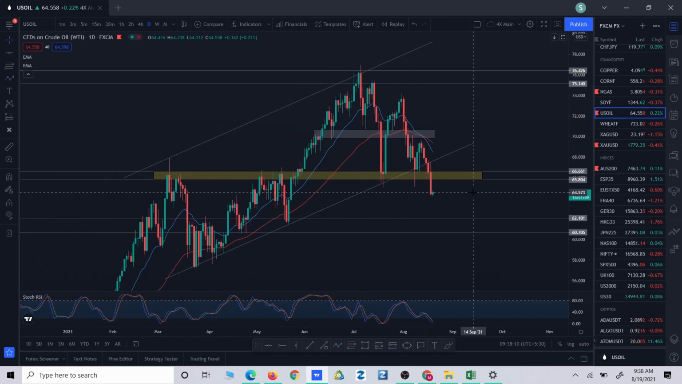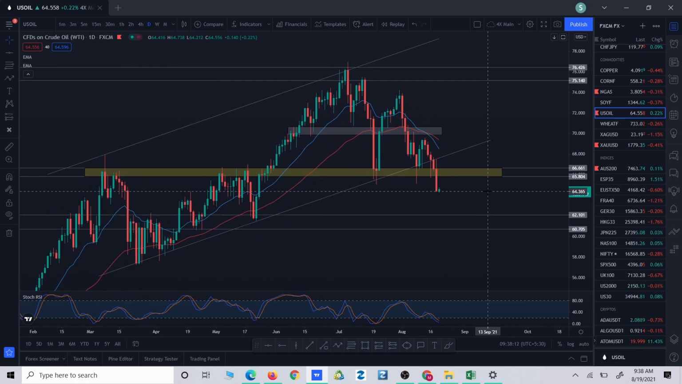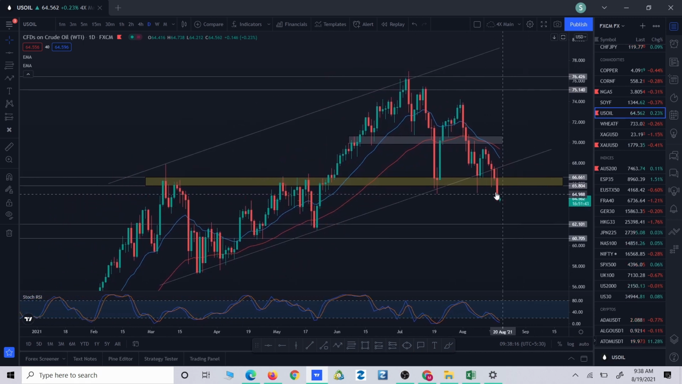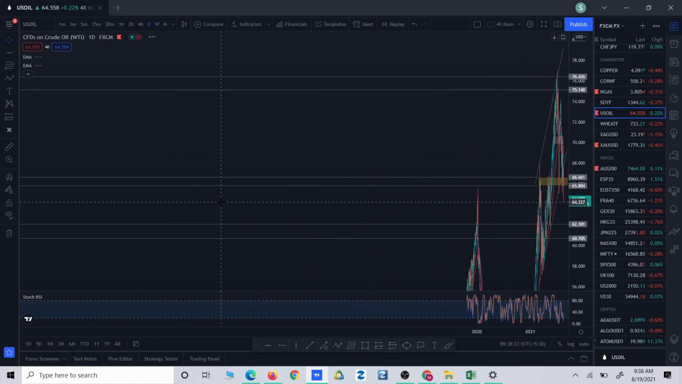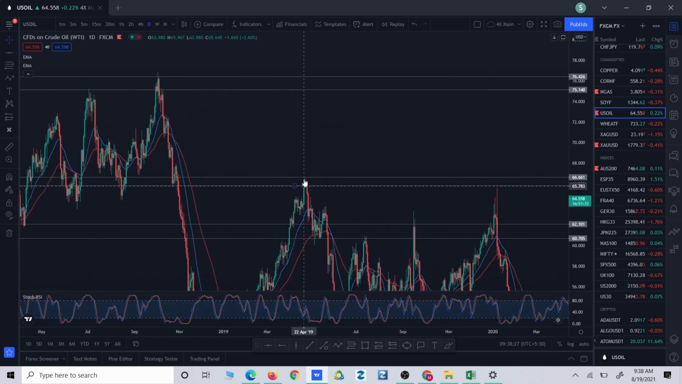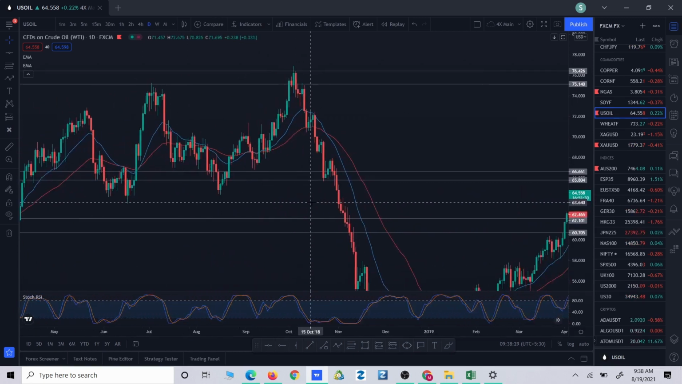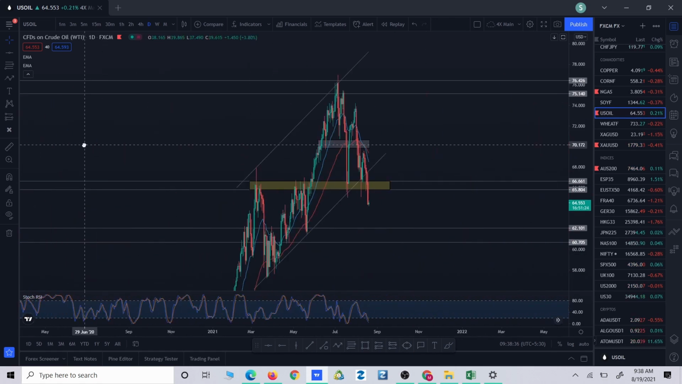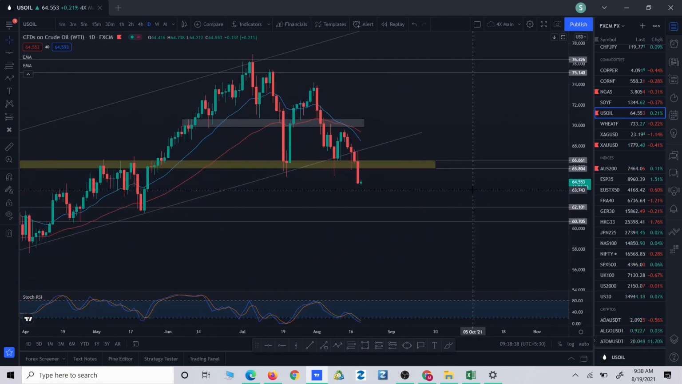Now, if we talk about the strength of this zone, it has been retested multiple times, which makes it a very strong zone. If we count the number of retests, it's 1, 2, 3, 4, 5, 6, 7, 8, 9, 10, 11, 12. Yes, this one has been retested multiple times. It's a very strong zone.